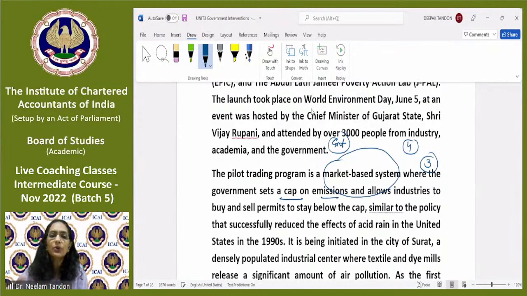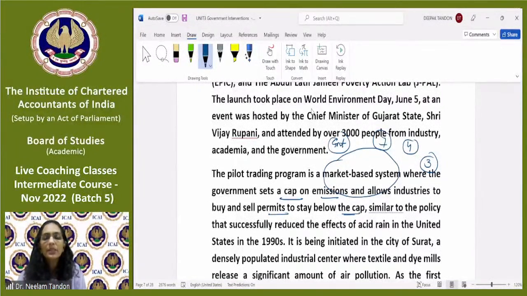So this is a market-based system where the government sets a cap on emission. Limit fixed kar diya, you cannot go beyond this emission. And allow industries to buy and sell permits so that you remain below the cap. The moment you reach the cap, and if you're going to cross it, you have to have a permit. Then only you can go for it. And for that, you have to buy it from somewhere because the number of permits are limited. So if the number of permits are limited, prices will go up.